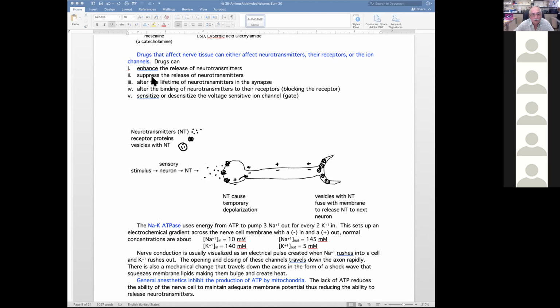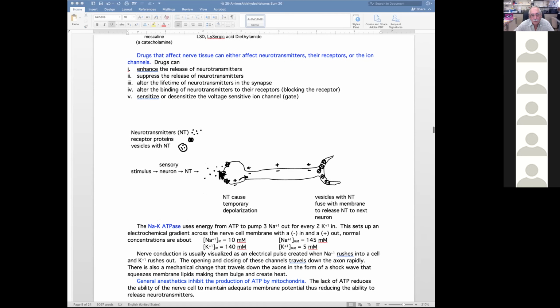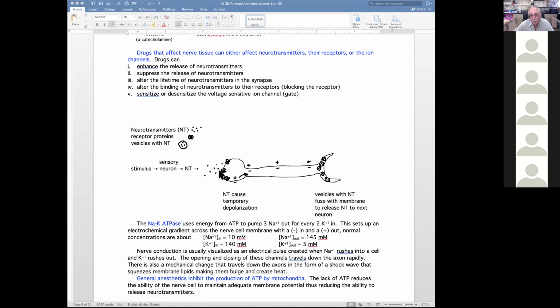The other thing that a drug can do is alter the lifetime of neurotransmitters in the synapse. So here's the neurotransmitters. They're supposed to bind to the receptor proteins, cause a depolarization of the membrane, which passes down here and then causes the release of other neurotransmitters over here to go to the next nerve cell. So if the lifetime of these neurotransmitters is shortened or lengthened, you're going to alter the response that this cell right here is experiencing. You're really altering the response, the signaling that's coming from the sensory neuron.